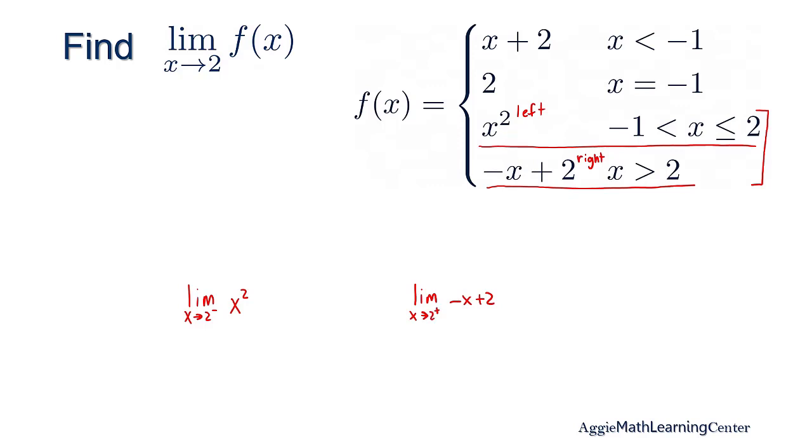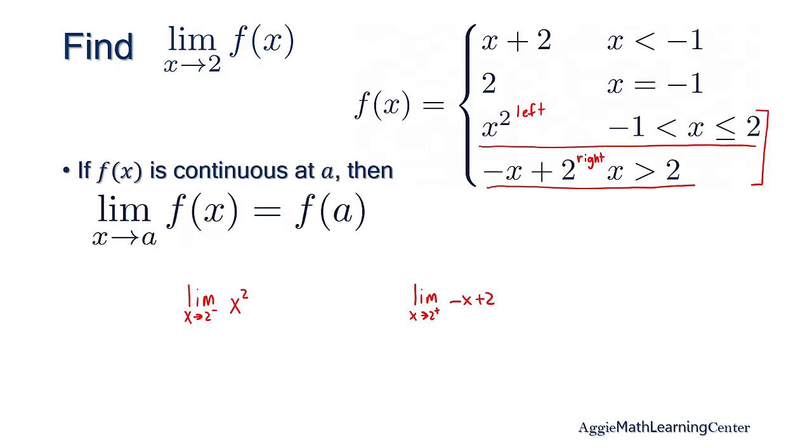Because these are both limits of polynomials, and we know that polynomials are continuous, we apply the definition of continuity one more time to find the limit of x squared as x approaches 2 from the left is equal to 4, and the limit of -x plus 2 as x approaches 2 from the right is equal to 0. Because the left limit is 4 and the right limit is 0, the two sides do not approach the same value, and we conclude the limit of f of x as x approaches 2 does not exist.